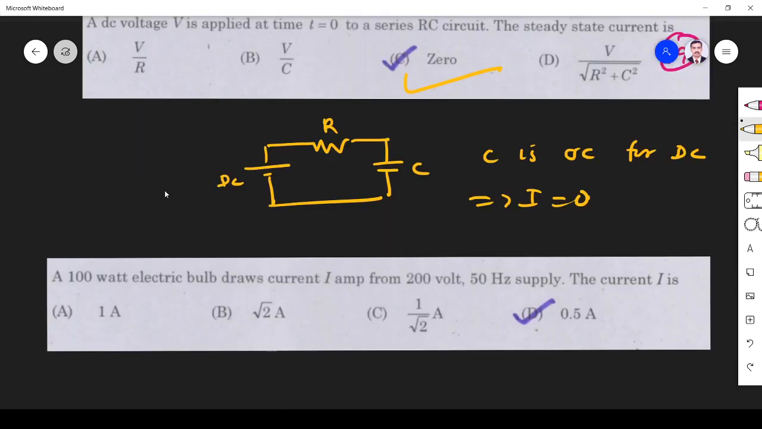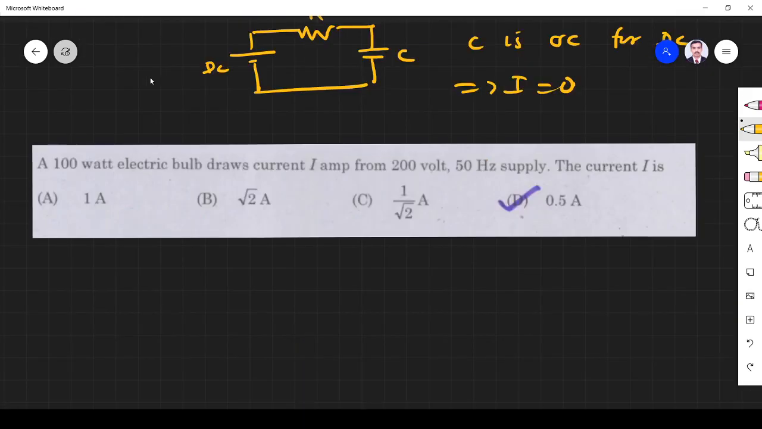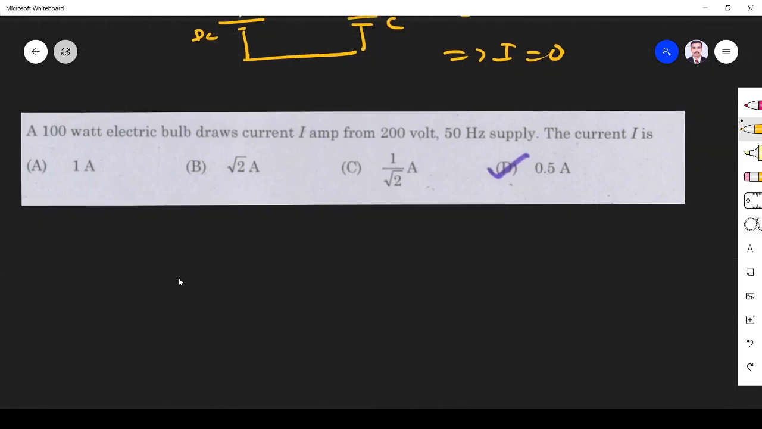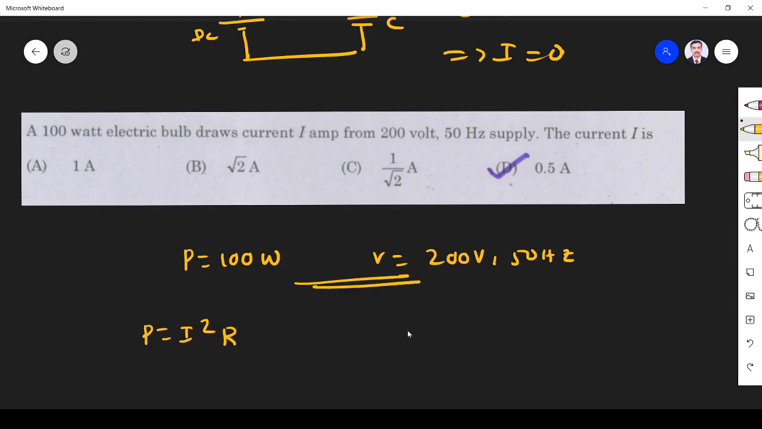Okay. Next one, a 100 watt electric bulb draws. What is the power? They have given 100 watts. V is equal to 200 volt, 50 hertz supply. What should be the current? So first I need power in terms of current. I know P is equal to I squared R. So I need R. From these two I can find, because P is equal to V squared by R.